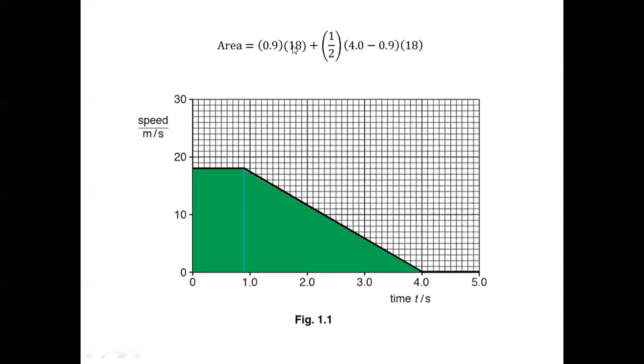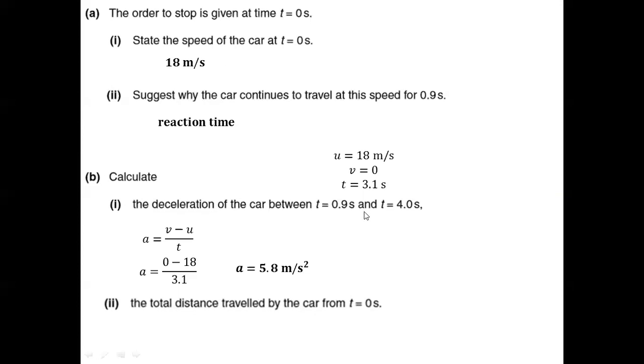So we have the following solution. For the rectangular area, this length will be equivalent to 0.9 seconds, and this width or height will be 18 meters per second. For the triangular area, of course, the area for a triangle is 1/2 base times height. So we have the factor 1/2. The base will be 4.0 minus 0.9, or simply 3.1. And then the height is, of course, 18. This gives us a total area of 44 meters. That means the total distance traveled by the car from time equal to 0 is 44 meters.